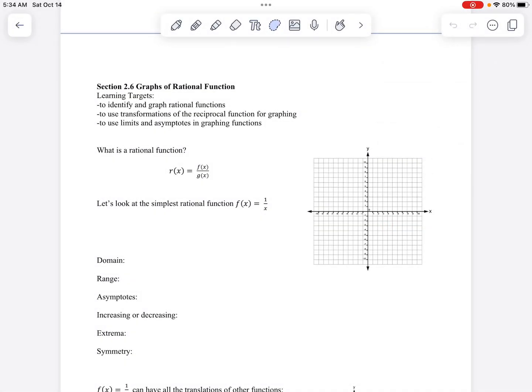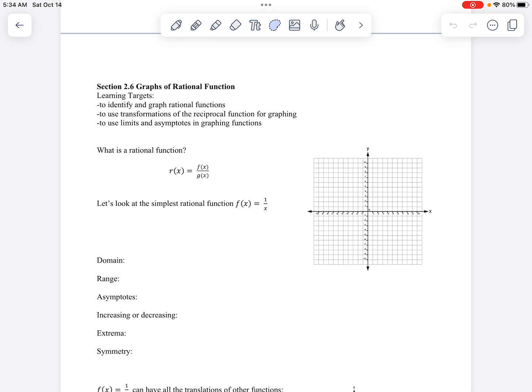Hello everyone, this is our lesson on section 2.6, graphs of rational functions. Our learning targets today are, first of all, to identify what a rational function is. We want to use transformations of the reciprocal function for graphing basic rational functions. And then we're going to look at how to find asymptotes and graph more complex rational functions.